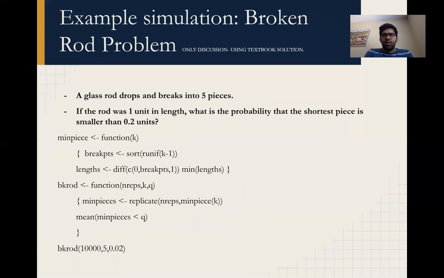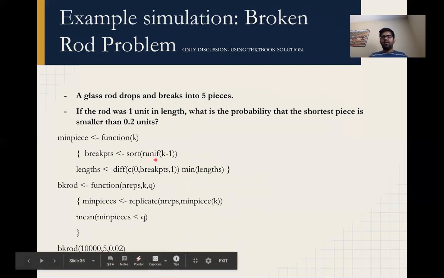Oh, the broken rod problem. A glass rod drops and breaks into 5 pieces. If the rod was 1 unit in length, what is the probability that the shortest piece is smaller than 0.2 units? Again, a simple thing. We have the whole thing. We break it. So we just run a runif statement, which breaks it into 5 parts.